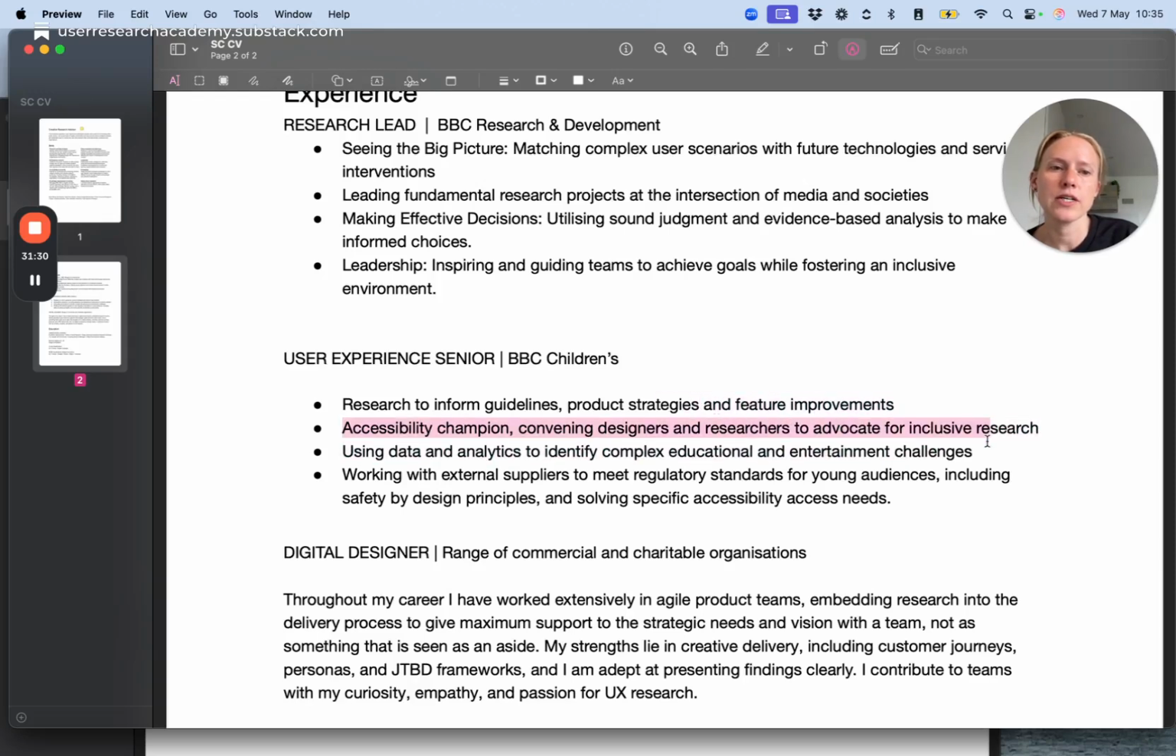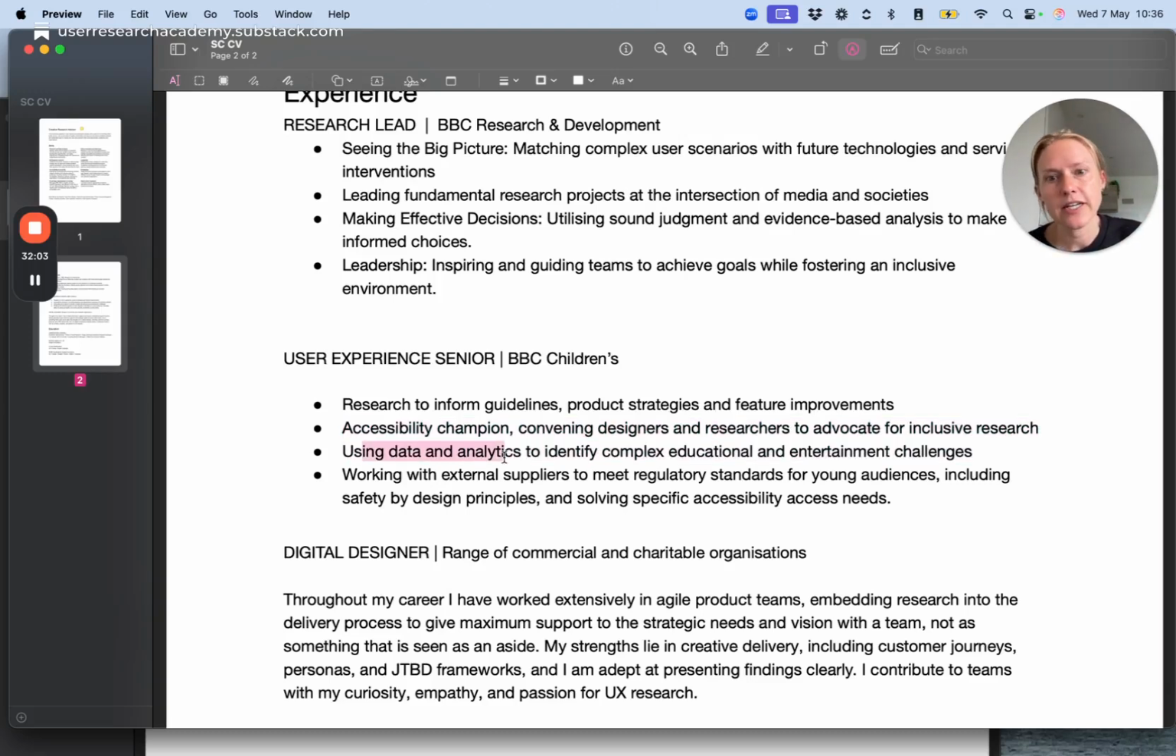So how did you do this? And what was the impact of it? So you championed accessibility with X amount of designers and researchers by doing this thing, which resulted in what? Like, what was the end of it? Was design X percentage more accessible? Did you lead to an X percentage increase in more diverse research participants, right? Like there has to be an outcome here.